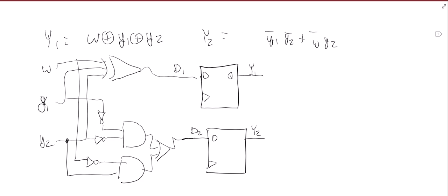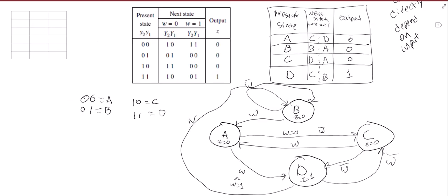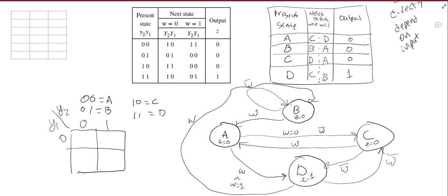Sorry, it doesn't give me my output, it gets me my next state, but we still have to get the output. So let's go back and look at the output. And remember, the output depends only on the present state. So it's going to be a real easy Karnaugh map because it only has two variables, just y2 and y1. The only time our output is 1 is when they're both 1. And so z equals y1 y2.